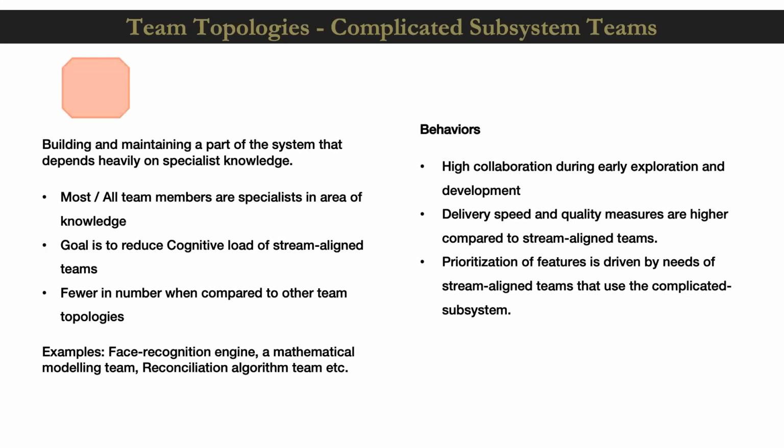The delivery speed and quality measures are higher compared to streamlined teams. And that's a key aspect here because they're highly focused on providing a quality measure for the complicated subsystem that they're entrusted to. And the prioritization of features is essentially driven by the needs of streamlined teams. So you can see there's a producer and consumer relationship between the subsystem teams and the streamlined teams.